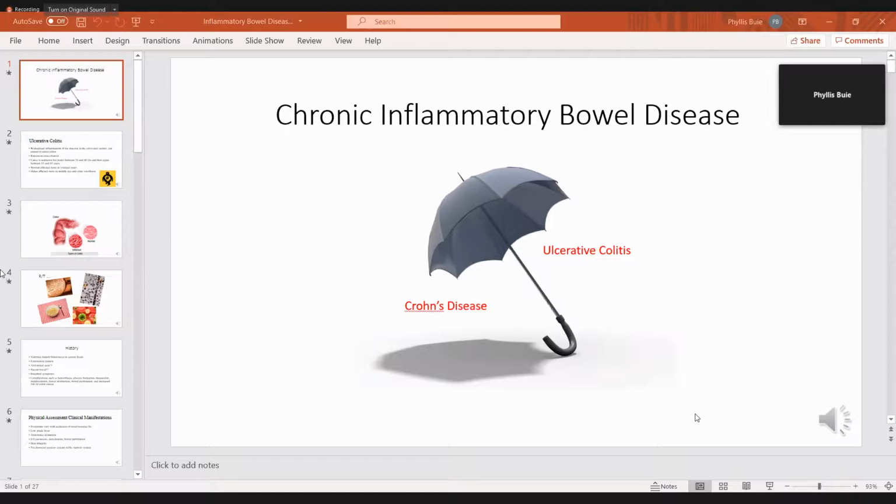Okay, so basically, chronic inflammatory bowel disease is kind of like an umbrella term for ulcerative colitis and Crohn's disease. So those are the two conditions that we're going to primarily focus on today.